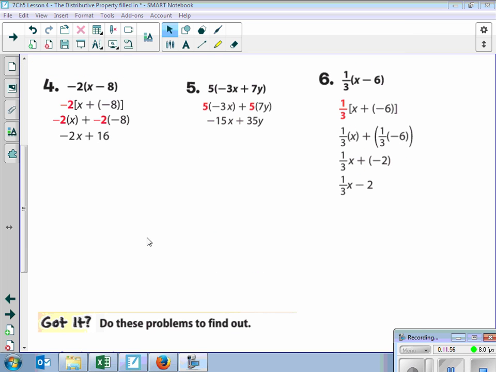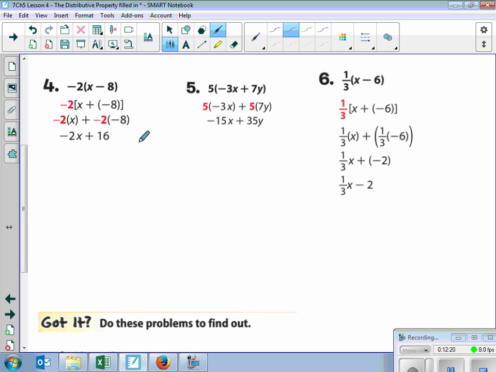Okay. So for example 4, we have negative 2 times the quantity x minus 8. Once again, they did the leave it, change it. So we end up with negative 2 times the quantity x plus negative 8. And then they took the negative 2 and multiplied it times everything inside the parentheses. And then we end up with negative 2x plus 16.